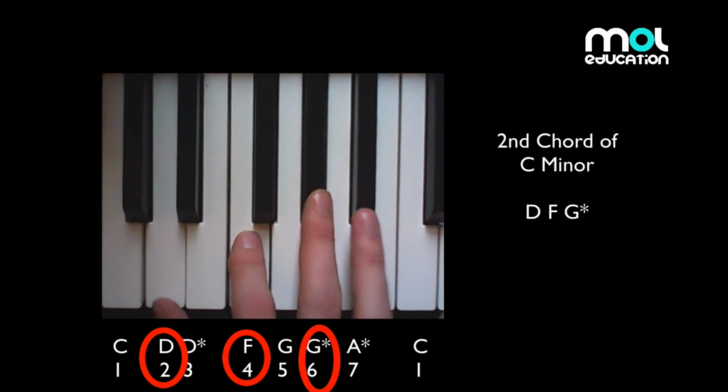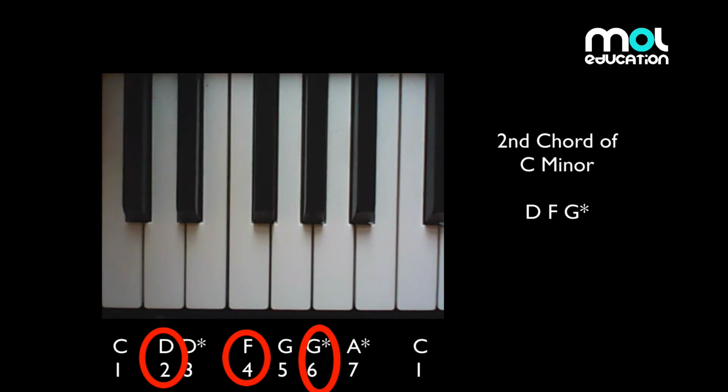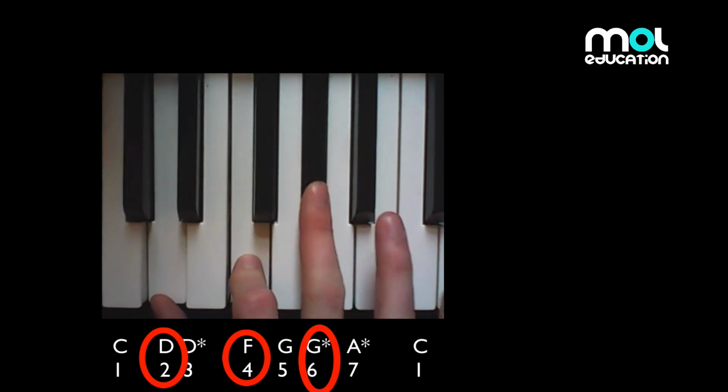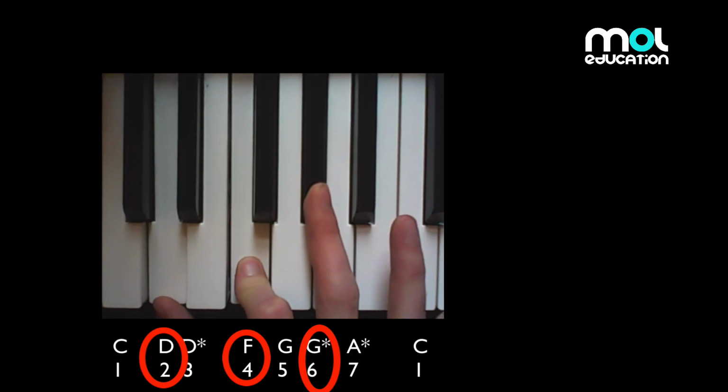Okay, so this one's a little bit more tricky and it takes a bit more getting used to, which is why I advise you start off with the C major scale, because it's all the white notes. It just makes life a bit easier for you. But if you're happy enough to try the minor, then go for it. So you've got your 1 chord, shift it all up, you get your 2 chord, you shift it all up again, you get your 3 chord.